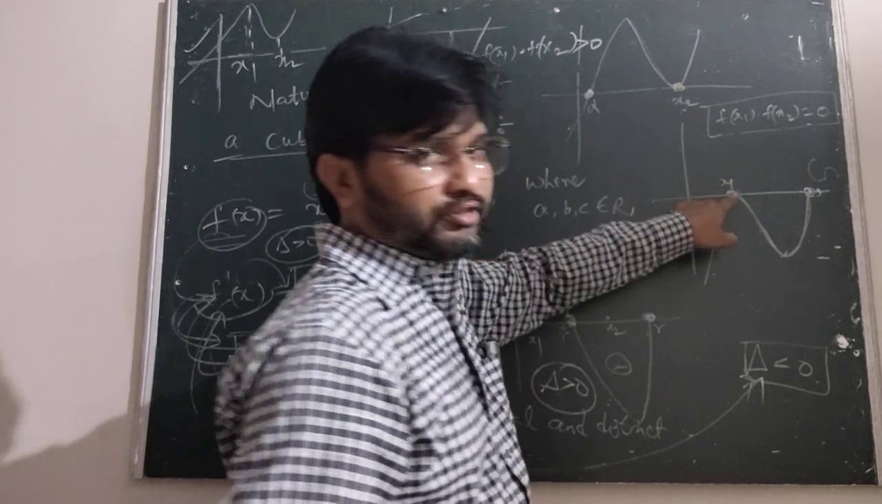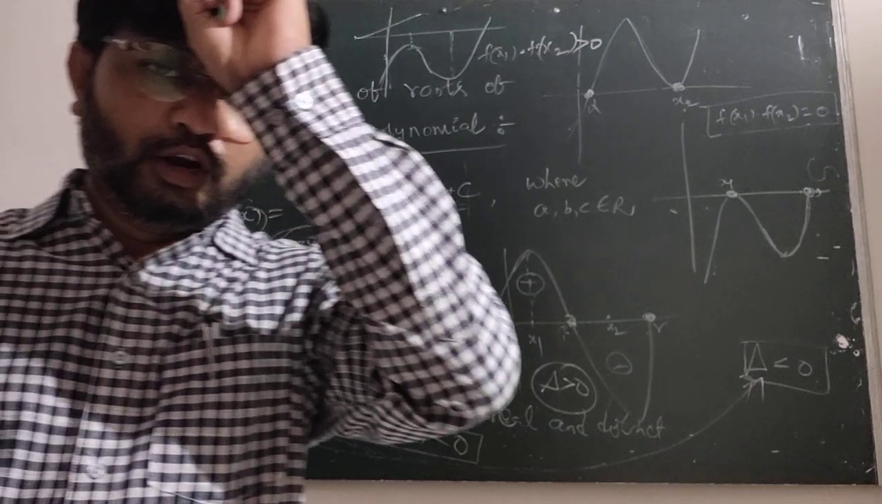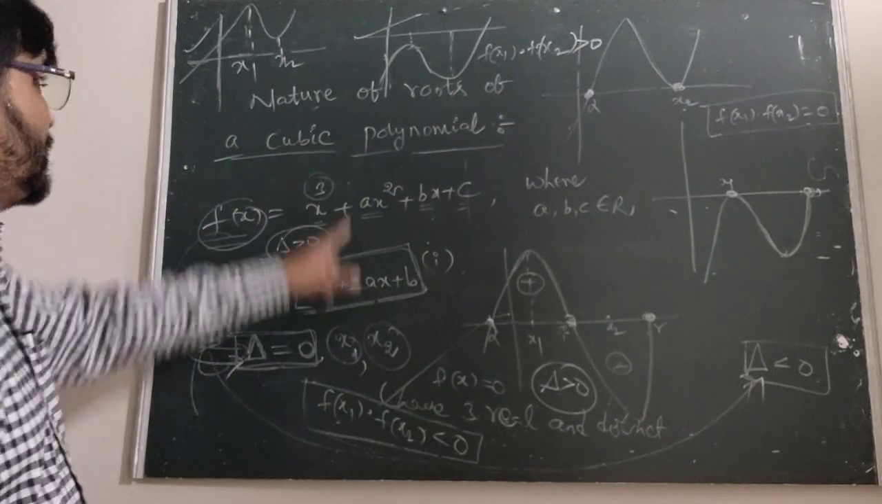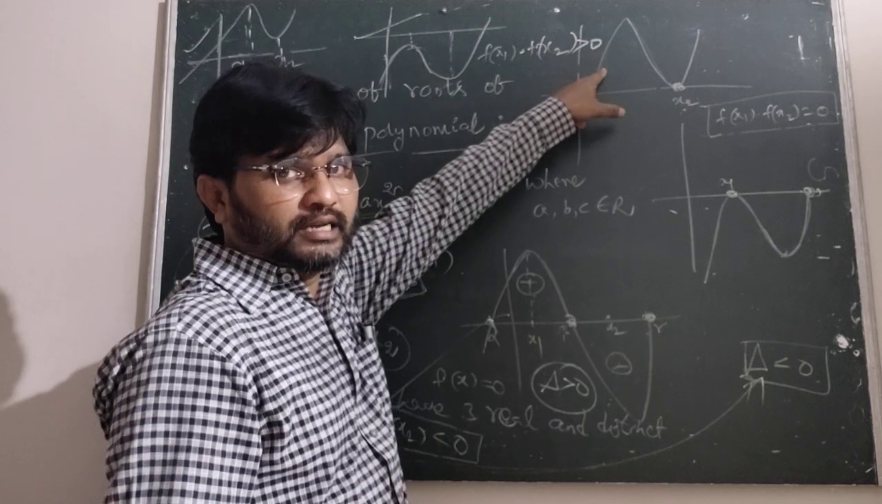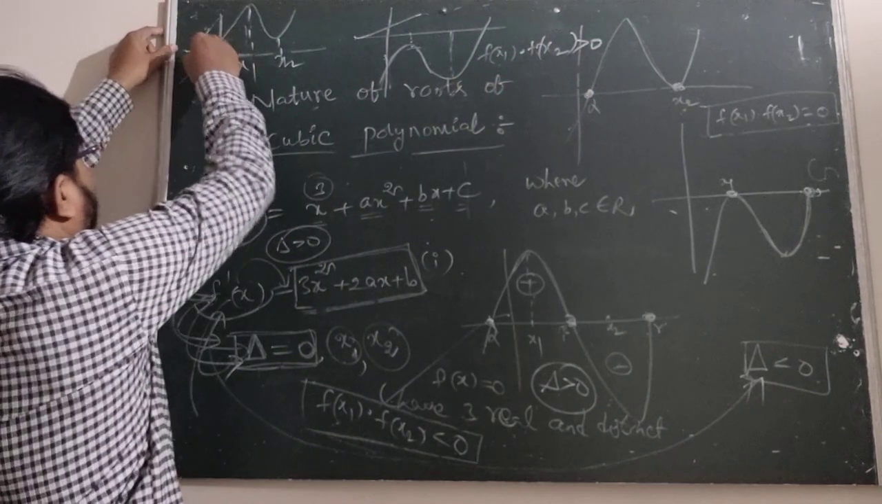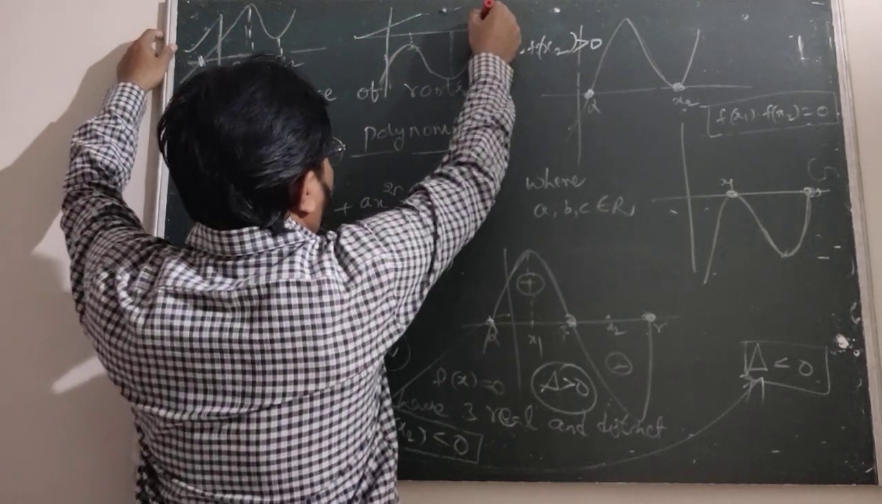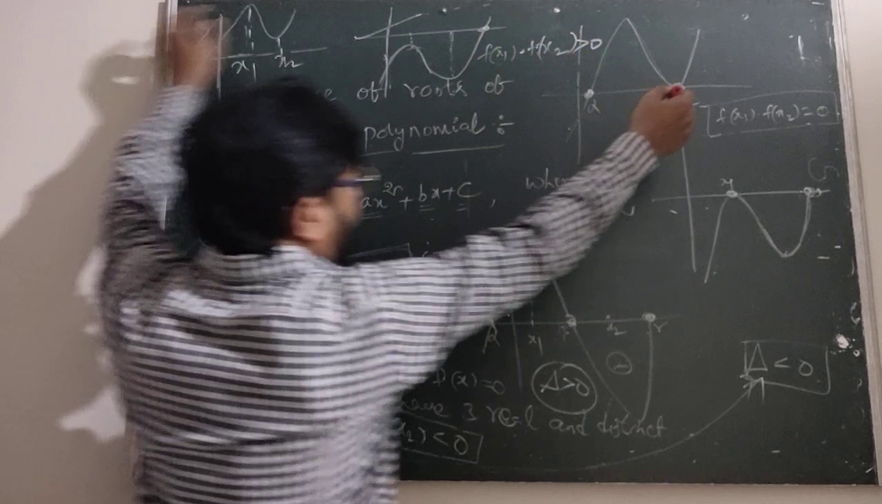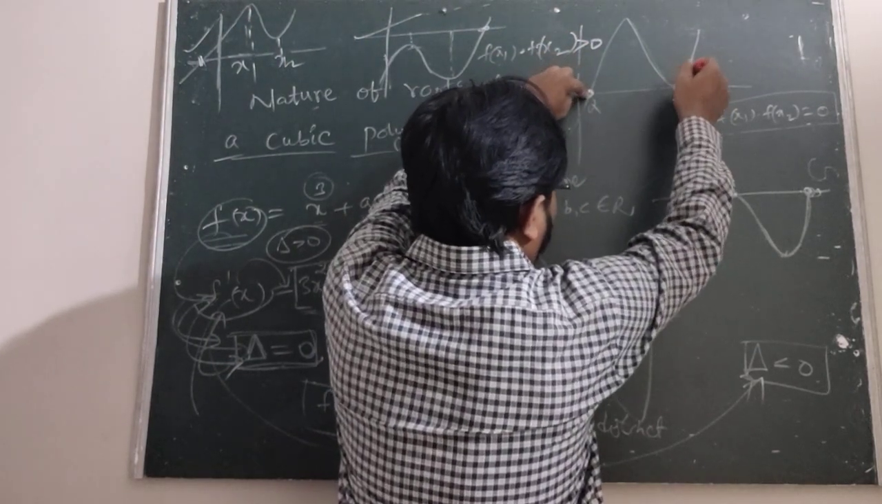Undoubtedly, the curve touches the x-axis. If the cubic equation has one and only one real root, then f(x1)·f(x2) must be greater than 0. The curve lies completely above, but one of the roots is real. That is why in this case it meets the x-axis at only one point. Here it touches at two points.